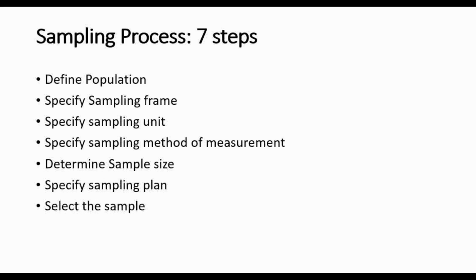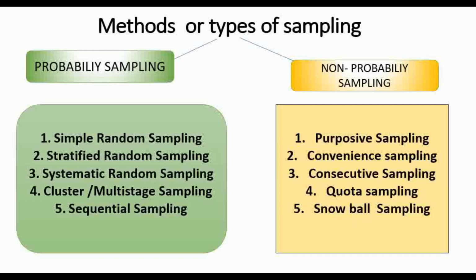In the next video you will be explained about the methods or types of sampling. There are probability and non-probability sampling, both having five types. So in the next video we will have this as part 2 of sampling.